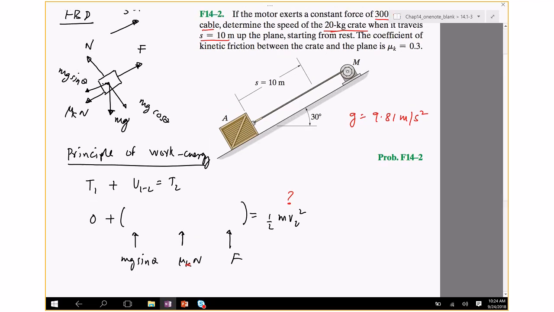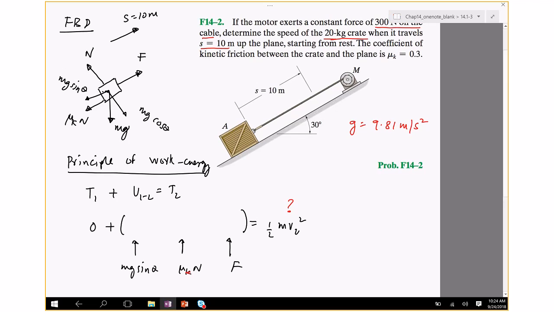How much is the motor exerting? 300 newtons. Mu k is 0.3. M is 20 kg. S is 10 meters.